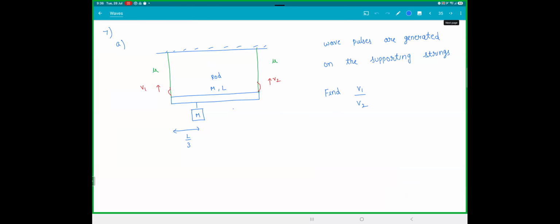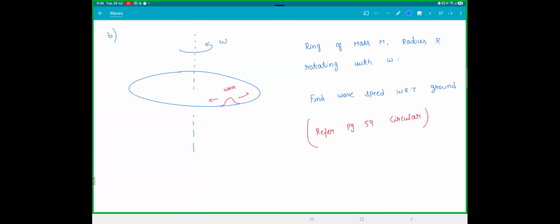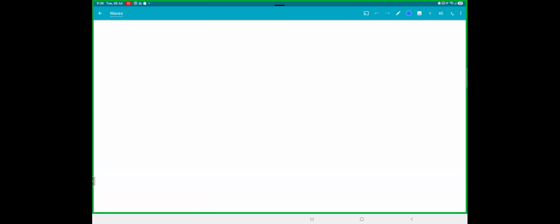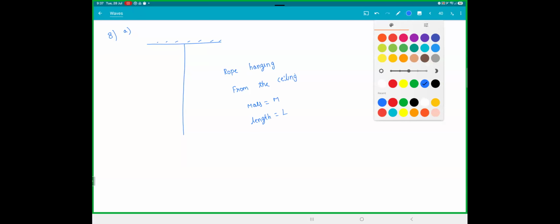So we see the main thing is that if you know how to find the tension, your job's done actually. 70-80% job is done. The tension will come from different chapters. Let's see. We have a rope here hanging from the ceiling. Let's say mass of the rope is m and length is l. Gravity is there.